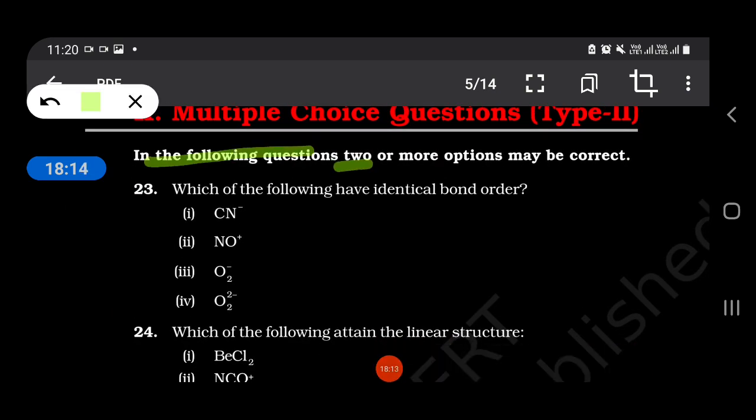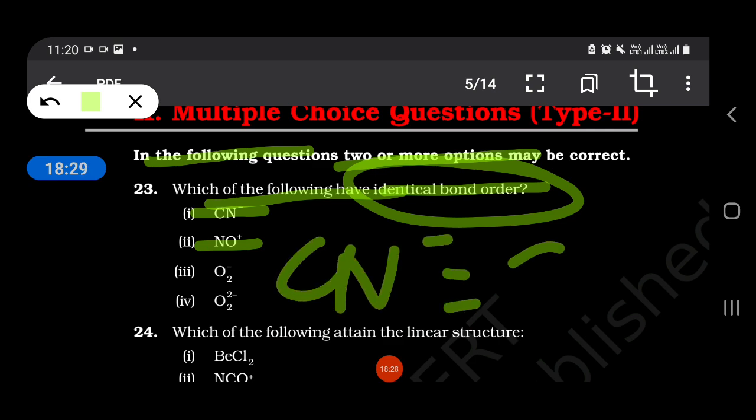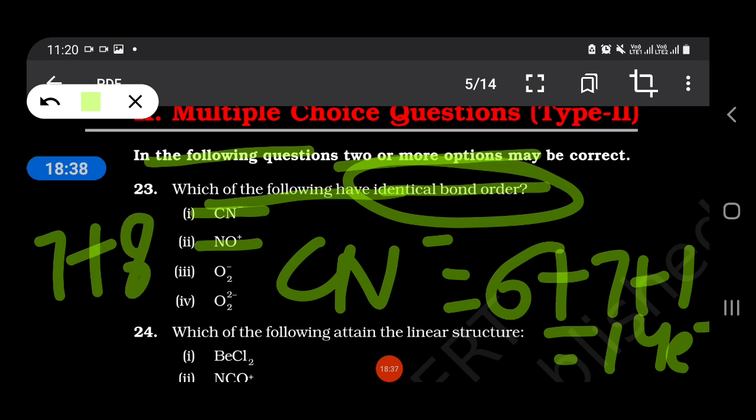In the following questions, 2 or more options may be correct. Which of the following has identical bond order? So our answer is CN minus and NO plus, because for CN minus we can see 6 plus 7 plus 1, that is 14 electrons, and NO plus is 7 plus 8 minus 1, that is 14 electrons. So the bond order of the 14 electron system will be the same.